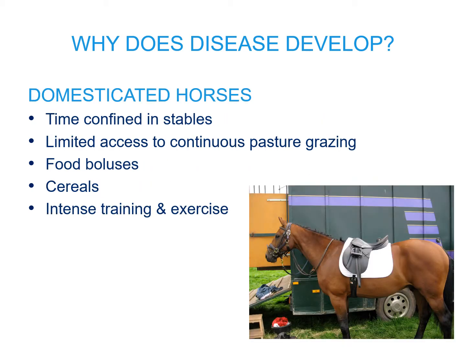They would get virtually no cereals in their diet at all. Compare that to domesticated horses. They typically spend time confined in stables. They have limited access often to pasture grazing. They get fed in boluses, so large amounts a couple of times a day rather than trickle feeding through the day. They often get fed cereals to increase their calorie intake, even though many of them don't need it. And as they train and exercise, obviously that exposes them to a whole load of different changes in their physiology that they wouldn't normally have in the wild state.